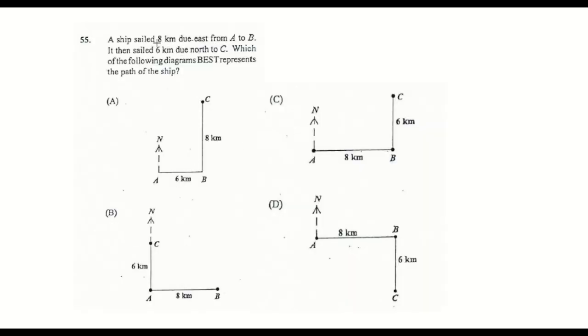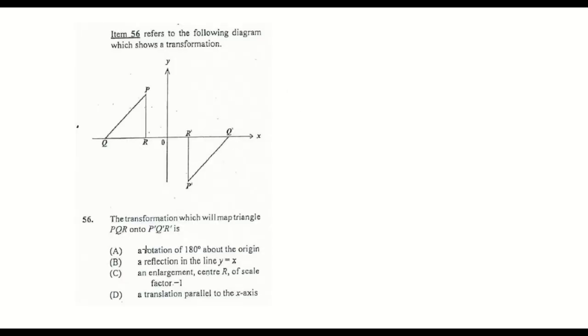This one, we know that it headed 8 kilometers east from A. So A to B is east, right? You do this: west, east, north, south. So it's going in this direction, and then 6 kilometers north. So the answer would be C. Number 55. Number 56, a transformation which will map triangle PQR onto this. This is not an enlargement, not a translation, not a reflection. It is a rotation of 180 degrees about the origin, right? And that is how you would get this answer here.